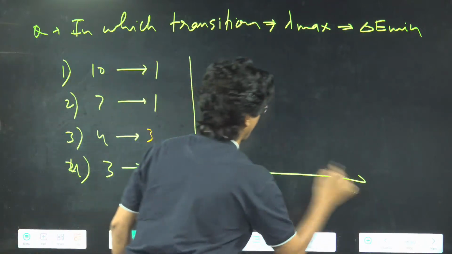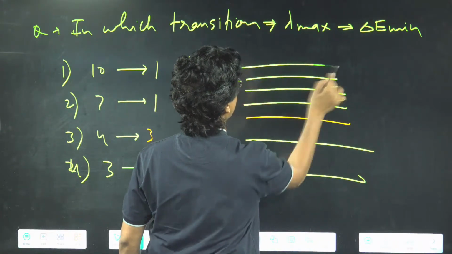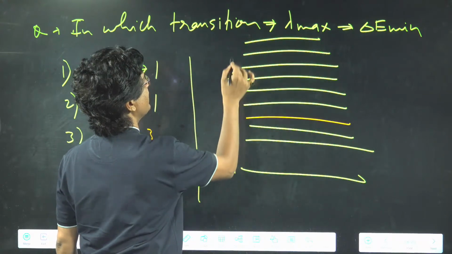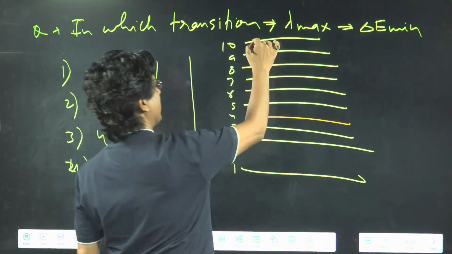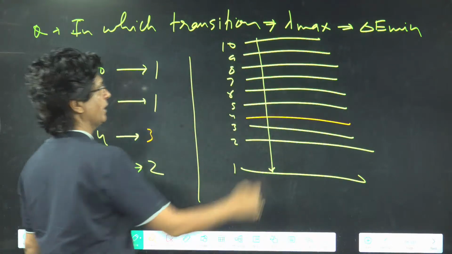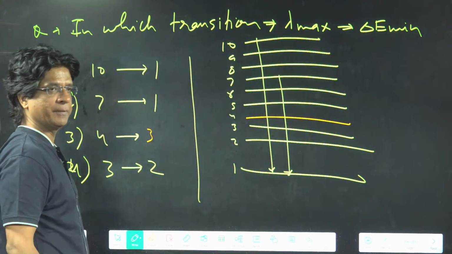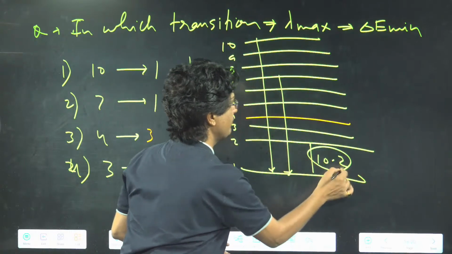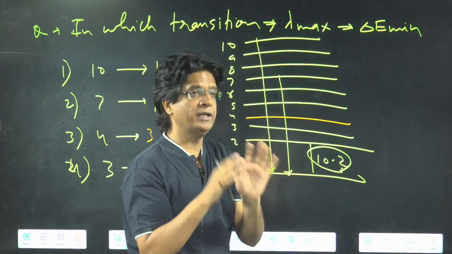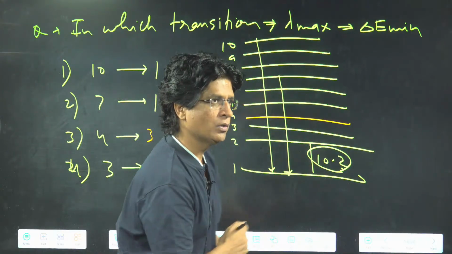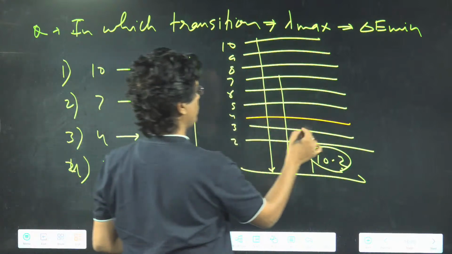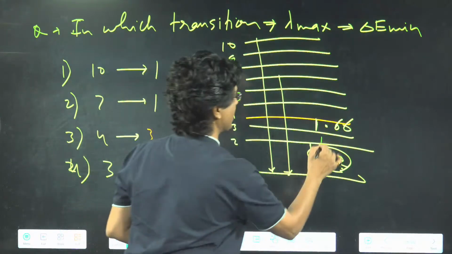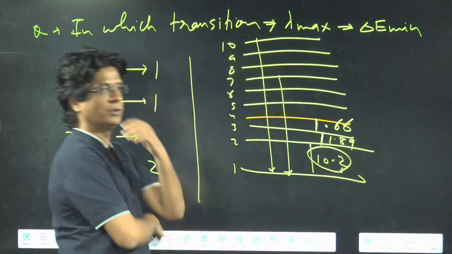Also understand, if orbit number 1 is involved, understand 1, 2, 3, 4, 5, 6, 7, 8, 9 and 10. So this gap is way higher. This also is quite high, very, very high. They both are more than 10.2, agree or not? Because this gap is 10.2, this gap should certainly be more than 10.2. Yes or no? Now coming to 4 to 3, this gap is how much? 0.66. Yes or no? And for 3 to 2, this gap is 1.89. Yes or no?